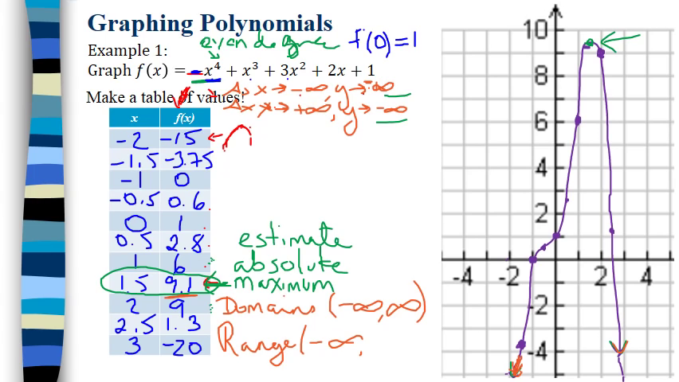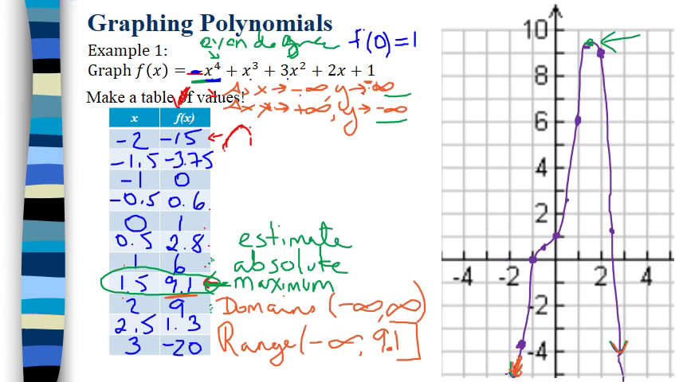I'll use my mouse here so you can see. The range is going to come all the way up, and we have y values all the way up until we get to here, which we said was approximately 9.1, and that includes 9.1. Now again, if we wanted the exact range, we could use a graphing calculator to calculate that, or we could pick some more points right around 1.5, so maybe 1.4 and 1.6, to find more exact values.